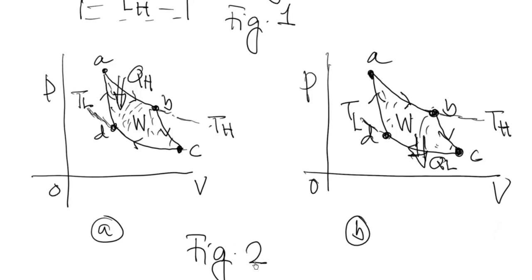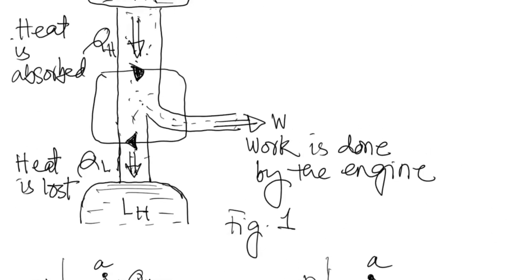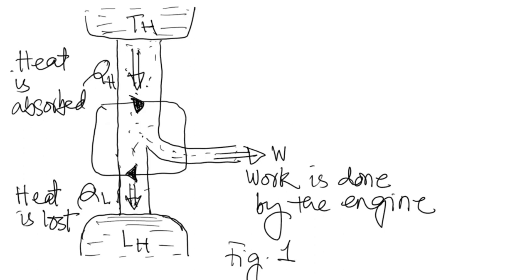As indicated by the arrows, the cycle is traversed in the clockwise direction. Imagine the working substance to be a gas confined to an insulating cylinder with a weighted movable piston. The cylinder may be placed at will on either of the two thermal reservoirs as shown in figure 1 here, or on an insulating slab.